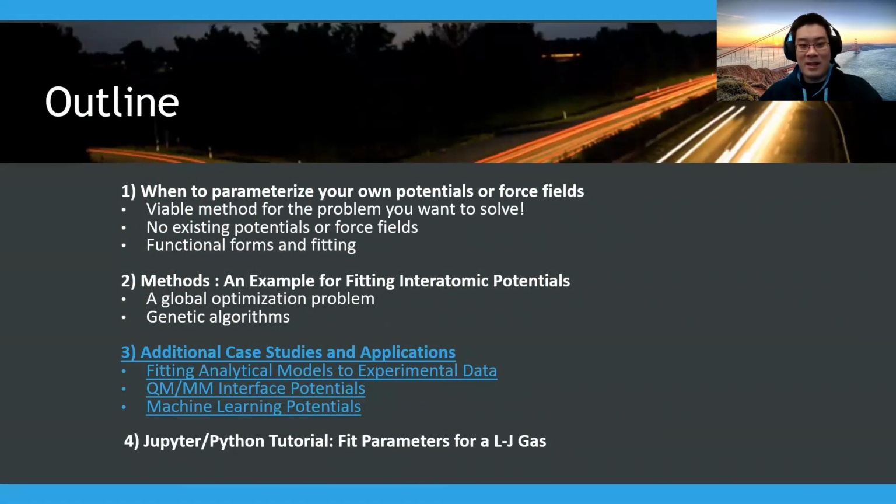Right, so that's the end of this video. In the next video, I'll give you additional case studies, so other examples of what we can do with these techniques. And we'll talk about how you might be able to apply them in your work. You can do anything from fitting models to experimental data to helping create new quantum mechanics, molecular mechanics, modeling schemes, to creating properties predictors with machine learning.